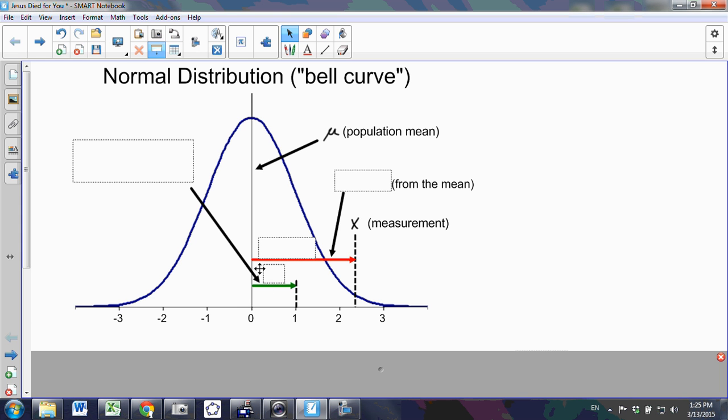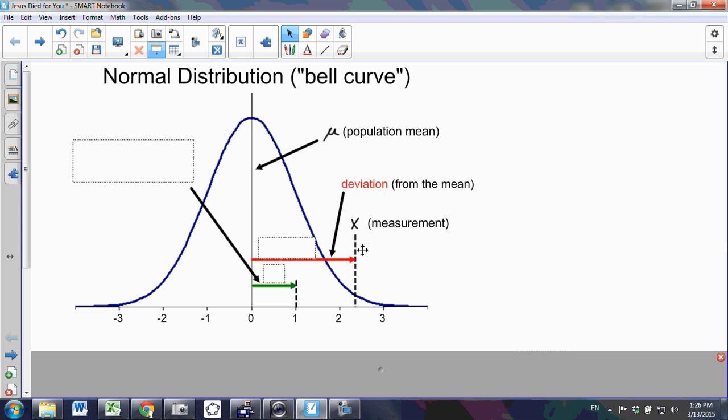Now, this distribution, let's say we're talking about weights again. This weight is fairly high in this distribution. There's a measurement. It's a weight. Now, this measurement differs from the mean weight by a certain amount, and that certain amount is called its deviation. It deviates from the mean by a certain amount.